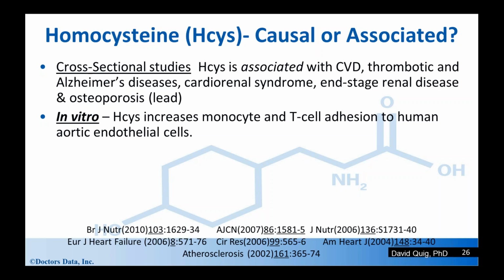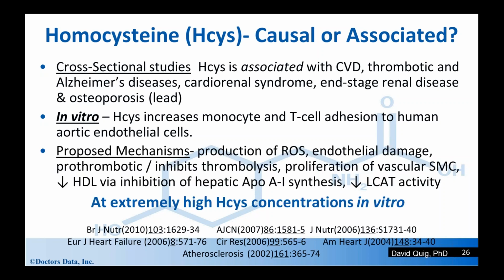Now, in vitro, homocysteine increases monocyte and T-cell adhesion to human aortic endothelial cells, and several mechanisms have been proposed for the relationship in a causal manner with cardiovascular disease, and they include production of reactive oxygen species, endothelial dysfunction and damage, homocysteine being pro-thrombotic and inhibiting thrombolysis. It causes proliferation of vascular smooth muscle cells, and very interesting, decreases HDL production via inhibition of hepatic ApoA1 synthesis. It's also been shown to decrease lecithin cholesterol acyl transferase activity. However, all of these conclusions about these mechanisms have been derived from in vitro studies where they used extremely high concentrations of homocysteine.